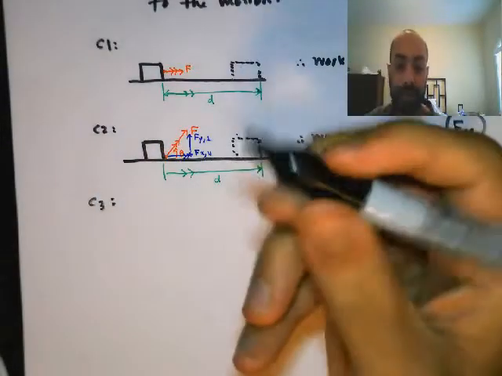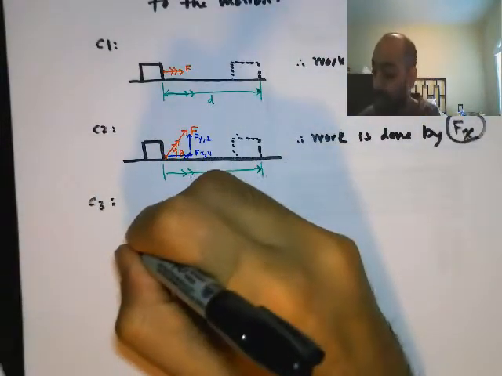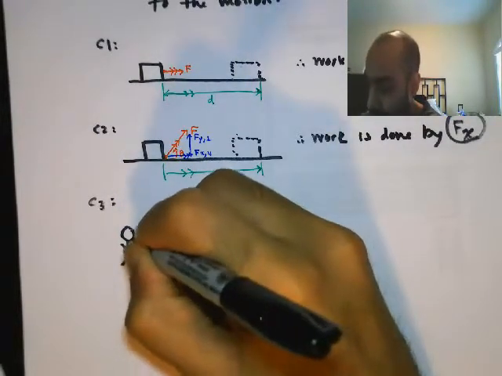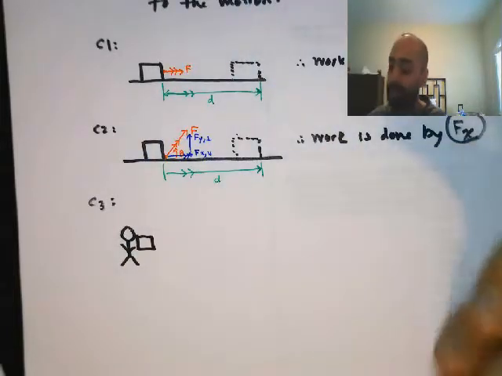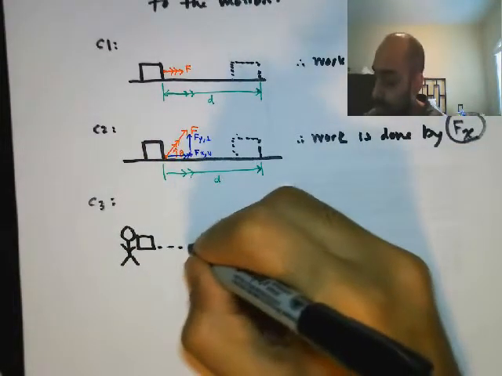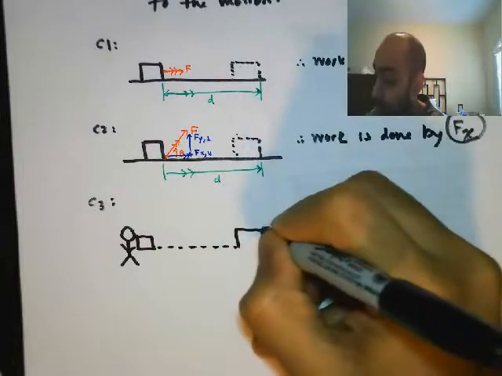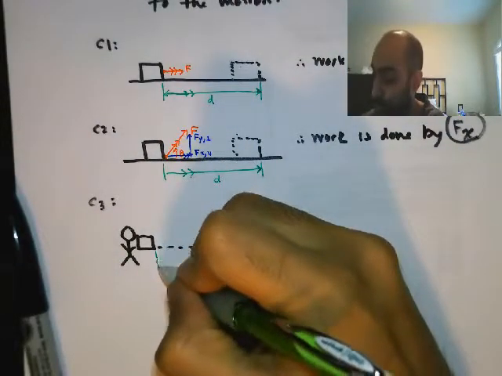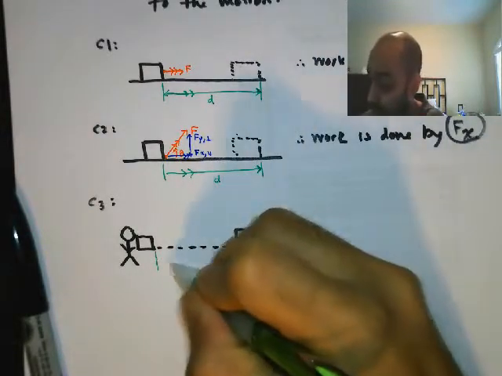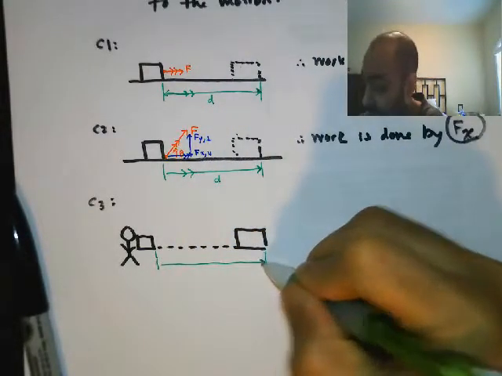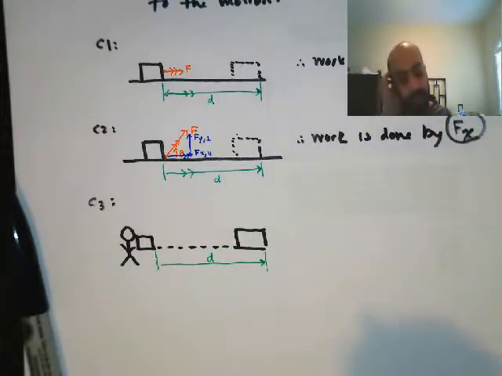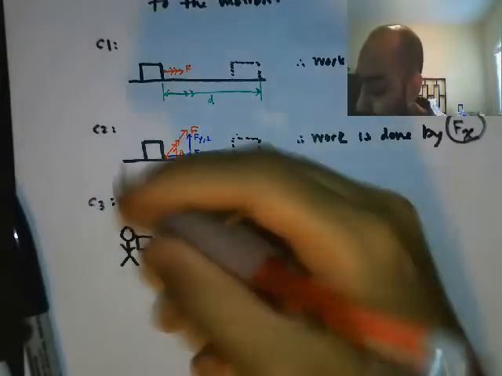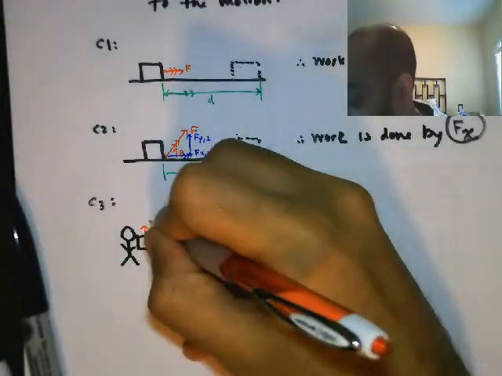Let's look at case number 3. Well, case number 3, we have exactly this. We have a man or a person of some sort, and he holds up a block. And again, he wants to carry this block such that it moves a distance d. Okay? But as he's holding it, basically, he's providing an upward force F.